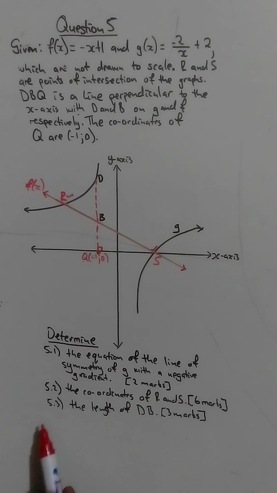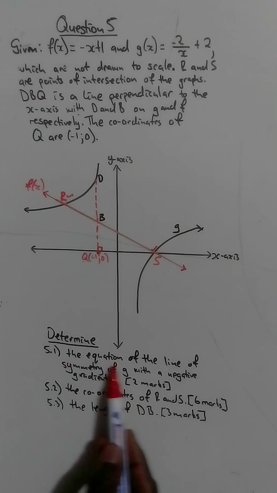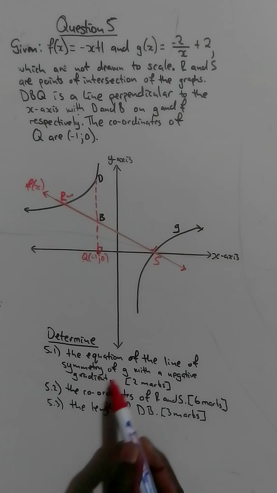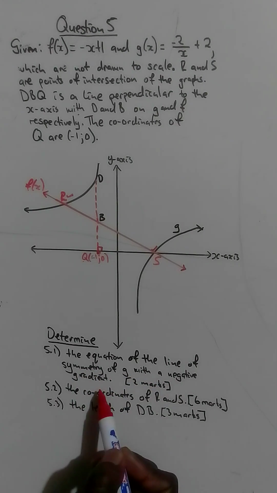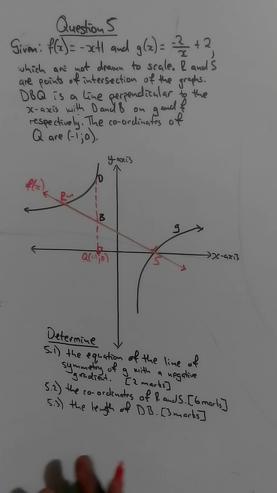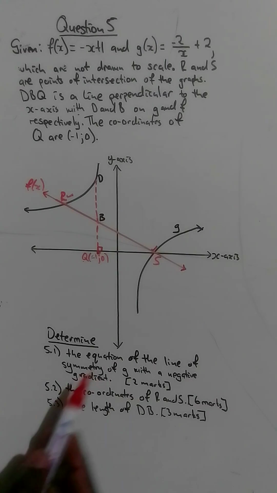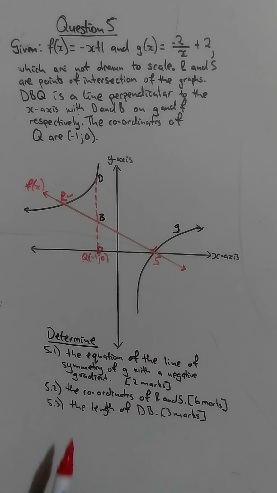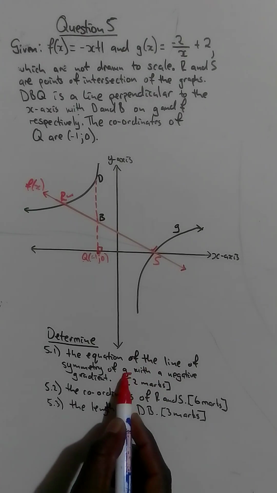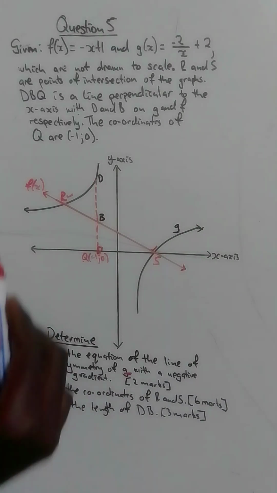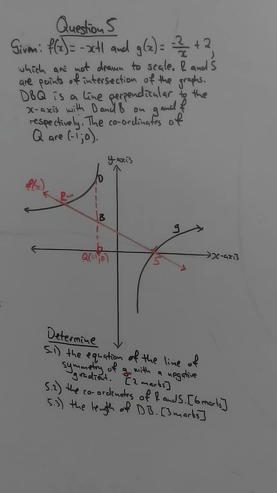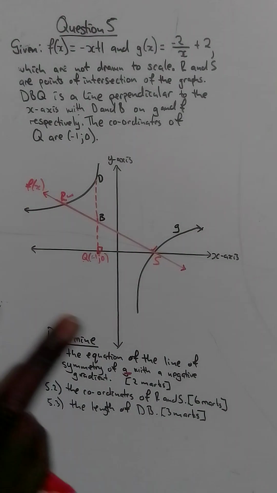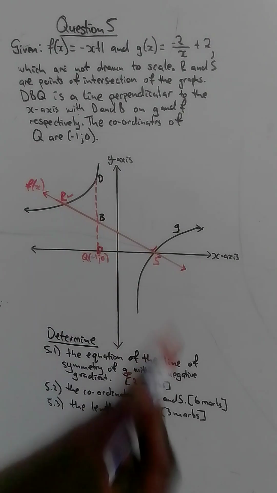Now they say determine 5.1, the equation of the line of symmetry of g with a negative gradient. What does that mean? What they're simply telling you is this: the equation of the line of symmetry, right? For which graph are they talking about when they say g? They're talking about the hyperbola, right? So your teacher would have told you that there are two types of lines of symmetry on a hyperbolic graph.